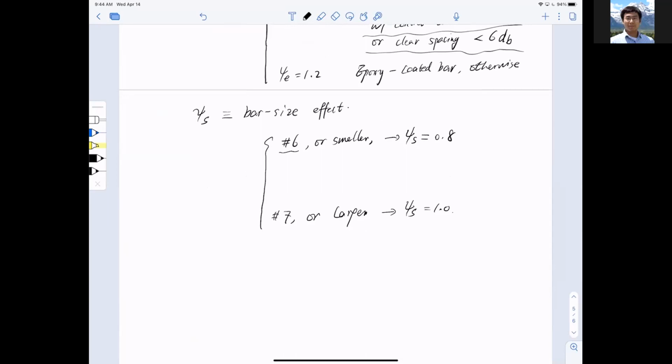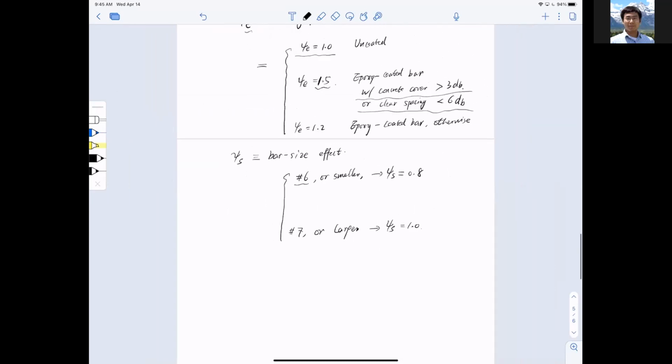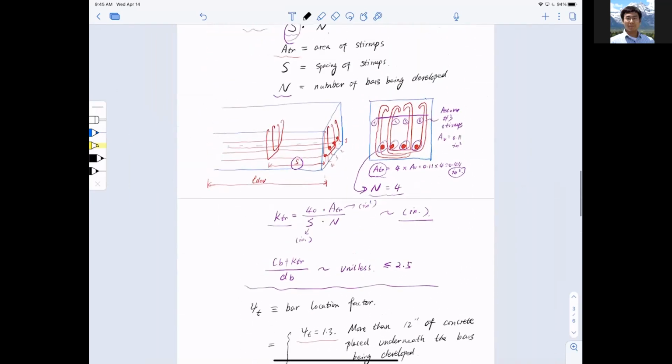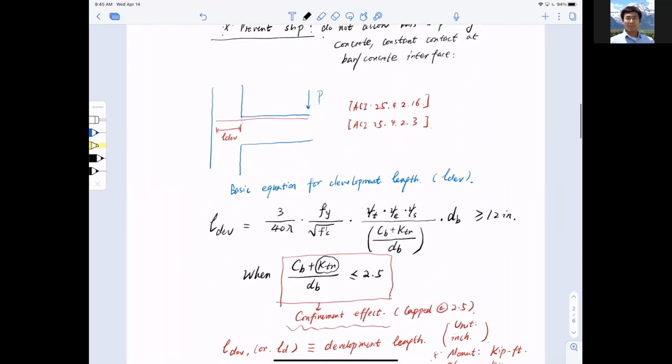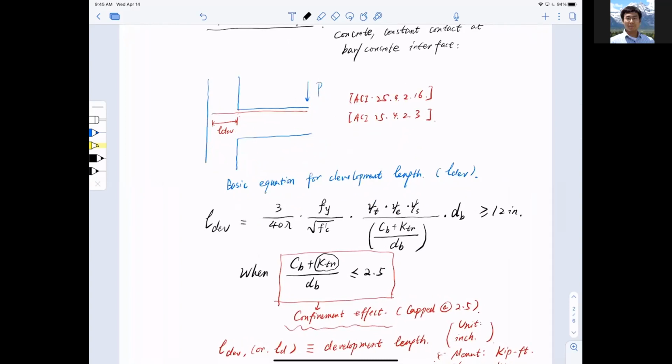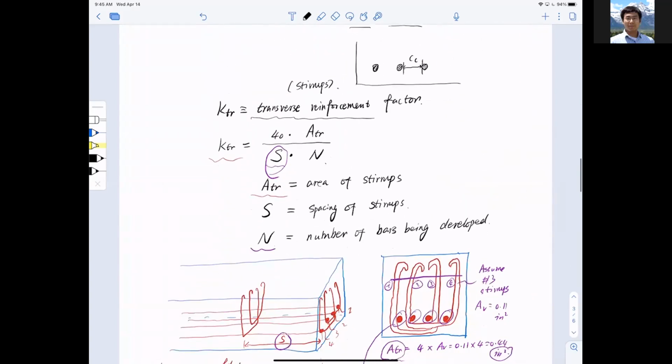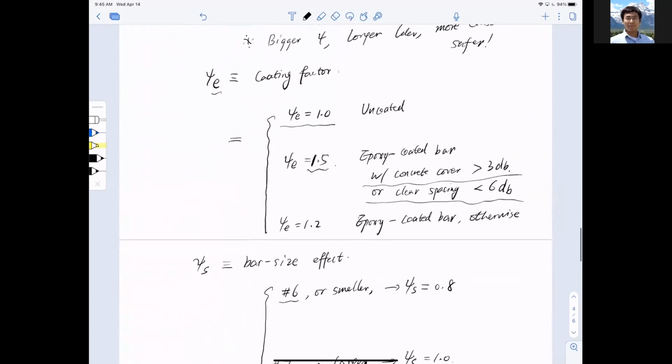All right, so that is my equation for the development length. You can see it's so complicated. It has all these factors, all these long equations and parameters, and everything has to be evaluated. So it's very complicated.